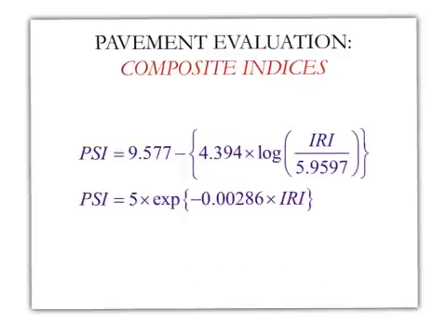Here is an example of some of the composite indices that were based on the IRI, which is the roughness only. So this is the PSI number. As you could see here, now it's an empirical equation relating the roughness only.